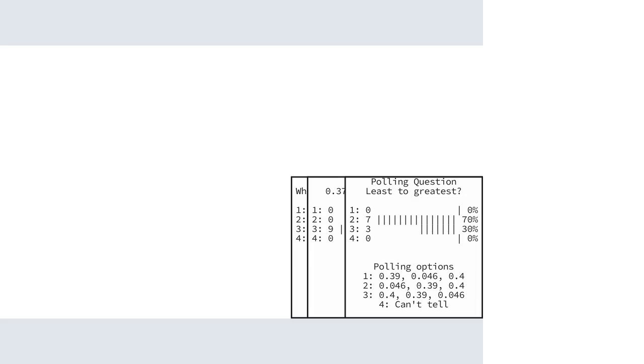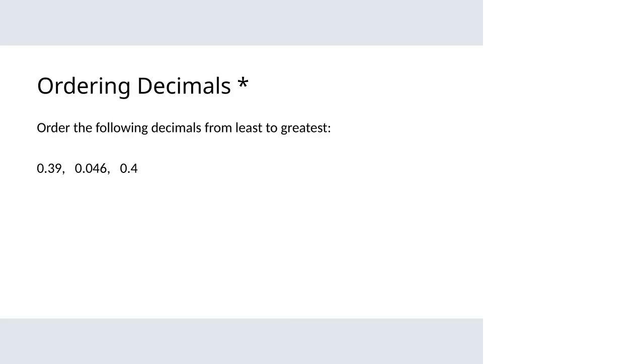Okay, not unanimous, but we do have some agreement. Let's take a look at it. I said there's more than one way to do this, and there are a couple. The way that's probably most common for most students is just looking at it from left to right, whichever one has the bigger number in the tenths place is going to be the biggest decimal. So when I see, well, I have a 3 in the tenths place, I have a 0 in the tenths place, and I have a 4 in the tenths place, this one's going to be the biggest.